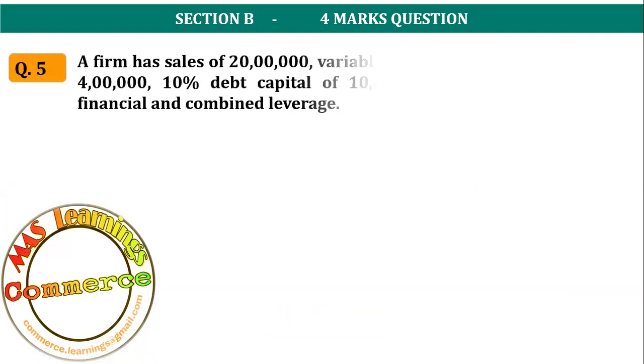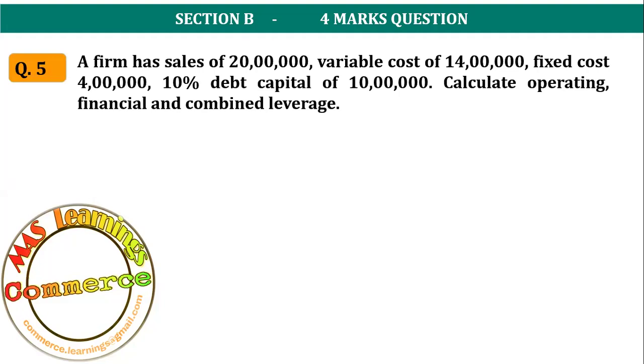Next question. Your firm has sales of rupees 20 lakh, variable cost 14 lakh, fixed cost 4 lakh, 10% debt capital 10 lakh. Calculate operating, financing, and combined leverage. Here you have been given 20 lakh sales. For that, you are incurring 14 lakh as variable cost, fixed cost 4 lakh. You have taken 10 lakh rupees loan at 10% rate of interest. With this information, we have to calculate all leverages.